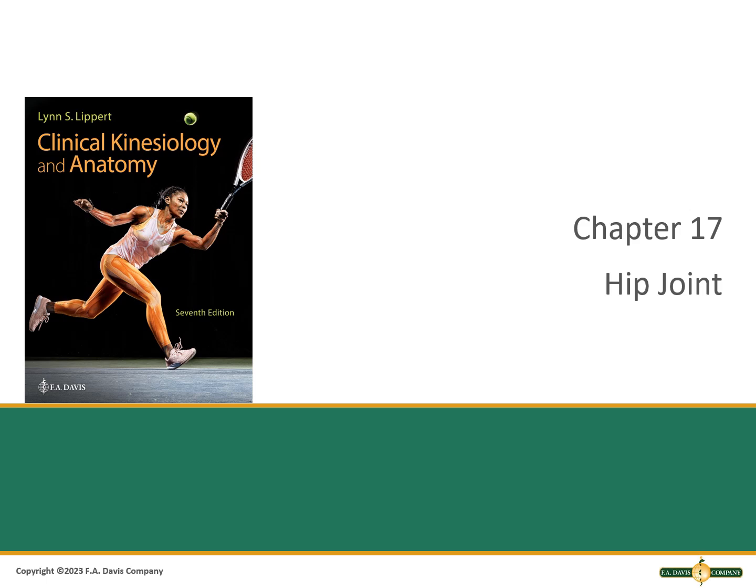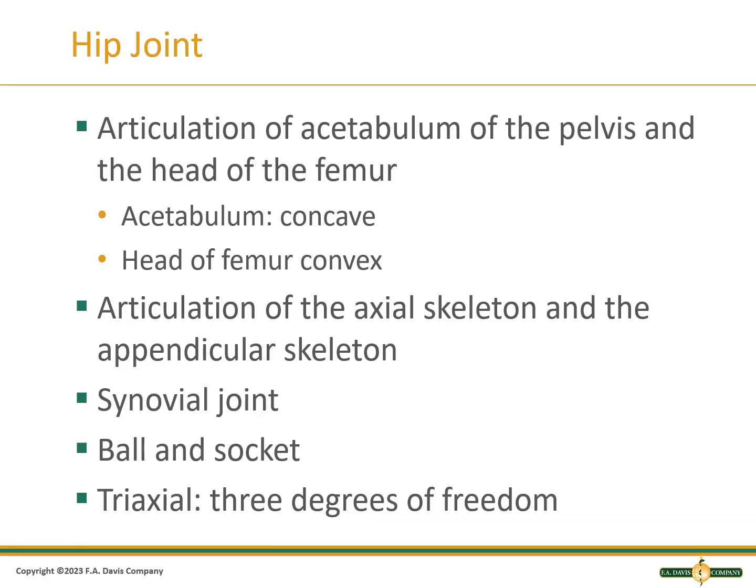Chapter 17, the hip joint. The hip joint is the articulation of the acetabulum of the pelvis and the head of the femur. Our acetabulum is going to make up our concave surface, and the head of our femur is going to be our convex surface, so that's our rounded surface.